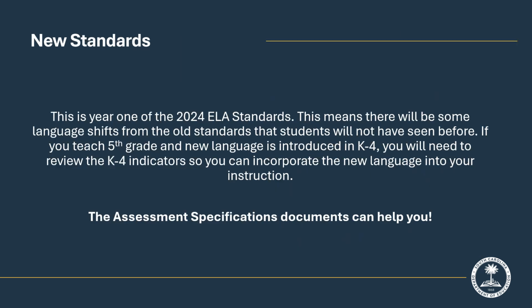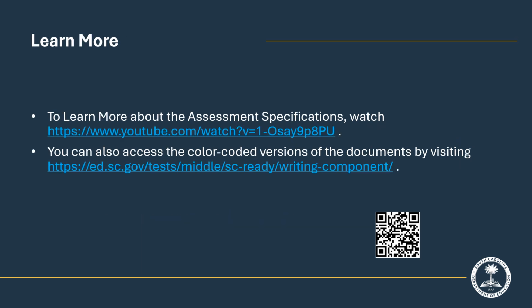If you have not used the assessment specifications document for your grade level, you are missing out on important information. These documents break apart each of the assessed indicators and explain how we assess them on SC Ready. These documents are housed with our test blueprints on the Assessment Quick Links for Teachers webpage. To learn more about how the assessment specifications work, there is a video available on our Quick Links webpage. This QR code will take you to that page.